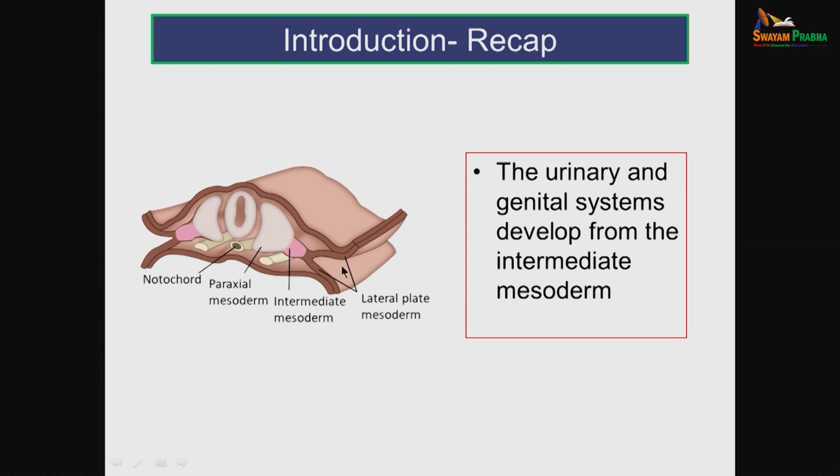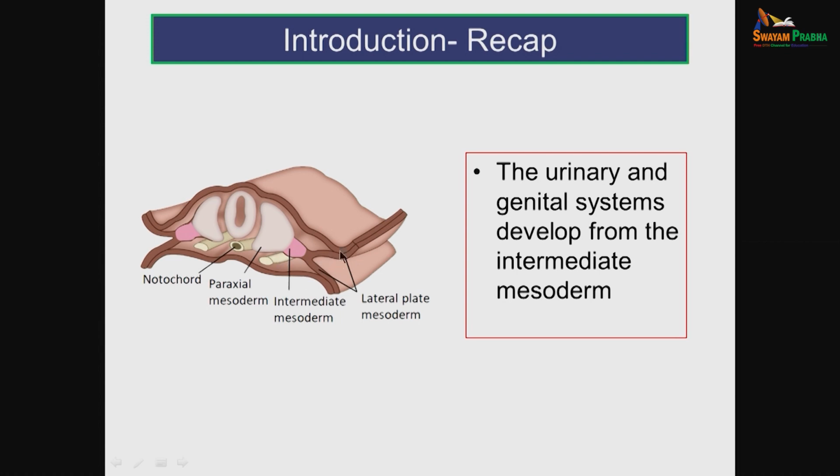The lateral plate mesoderm shows a cavity which is called as intraembryonic coelom, which in the future will give rise to the pleural, pericardial and peritoneal cavity. Because of the appearance of intraembryonic coelom, the lateral plate mesoderm gets subdivided into two layers.